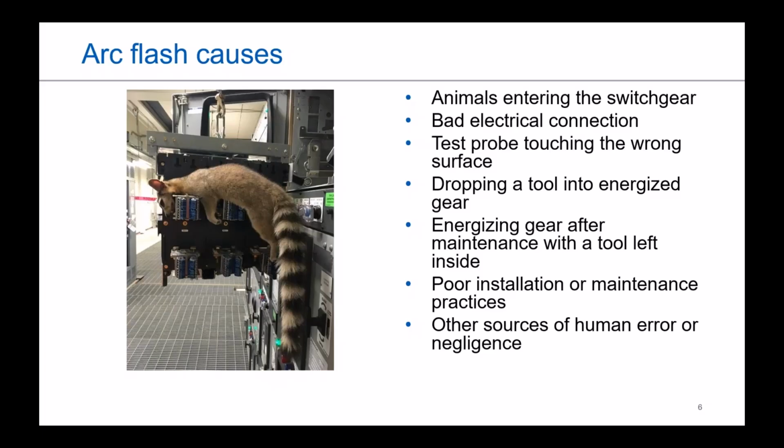Usually it's not raccoons. A lot of times you'll see more snakes, you'll see insects, all trying to find a spot to be warm. Generally they'll build up, spiders build up a nest, or you have wasps building up nests because it's a warm area, and then they can always bridge connections between two phases, and that's where all of a sudden now you've got an arc flash inside of your gear.